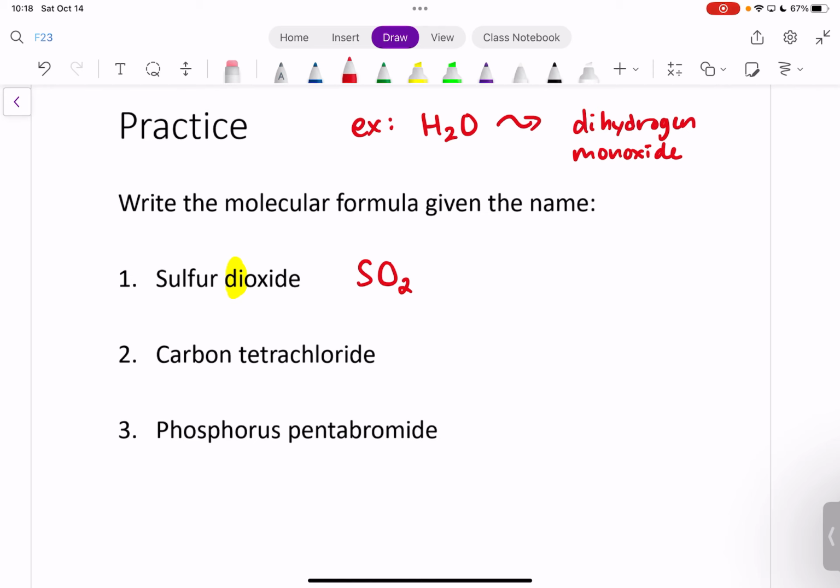All right, the next one, carbon tetrachloride. So I'm going to list, right? We got carbon first. How did I know to put carbon first? Yeah, we said it first, right? So carbon comes first. It's also more to the left on the periodic table. And then what about for chlorine, right? Chloride, so I know I have Cl. How many? Yeah, 4, tetra. And then for the last one, phosphorus and bromine. Looks like I only have 1 phosphorus, but I have 5 bromines. So PBr5.